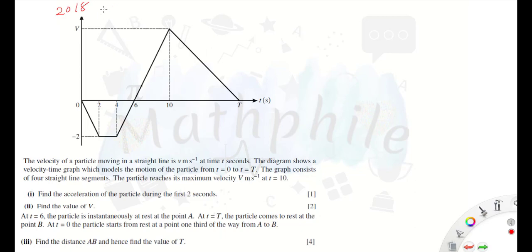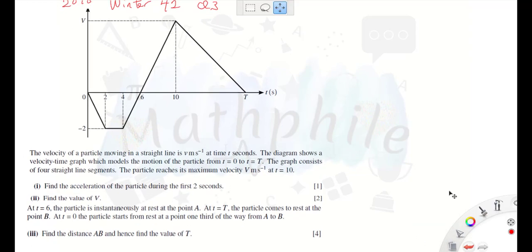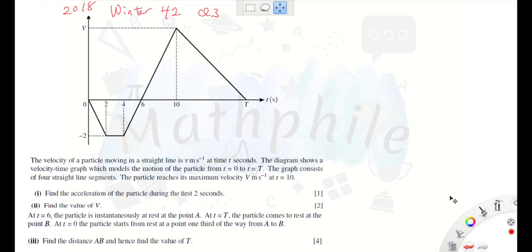Let me just write the winter fall 2. Question number 3. Yes, I just saw it. It looks like a lot, but I know you can do something about it. This is falling under the graph aspect of kinematics.